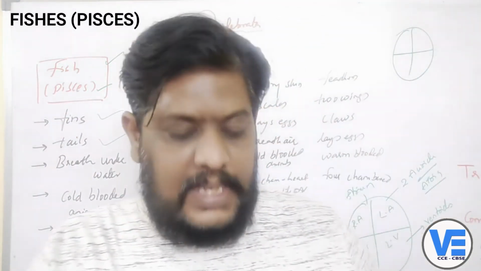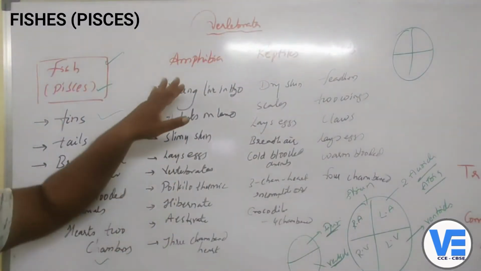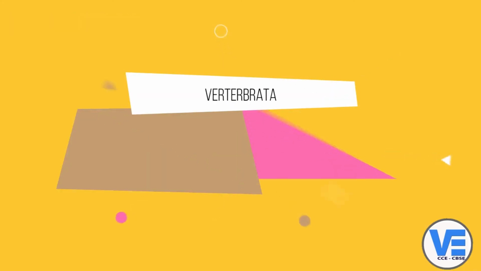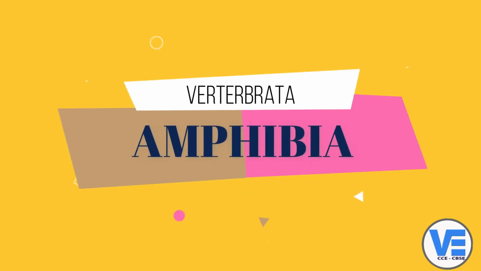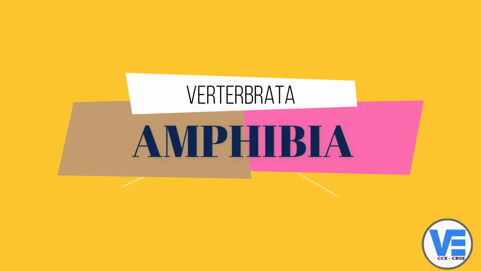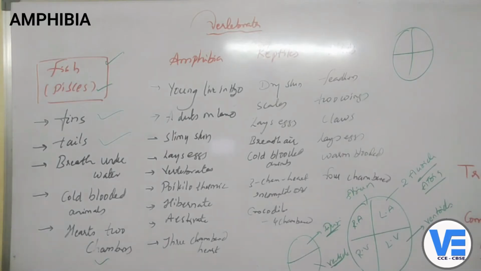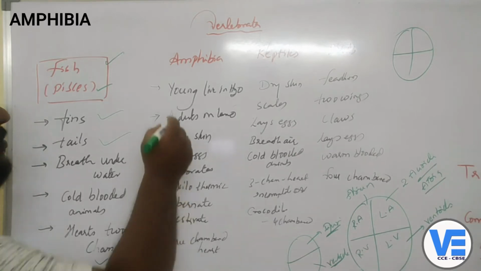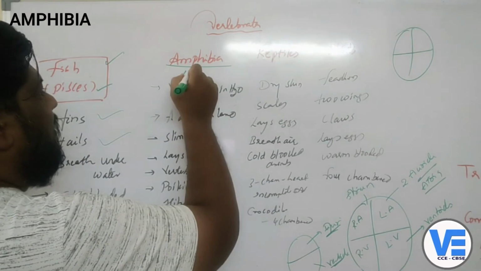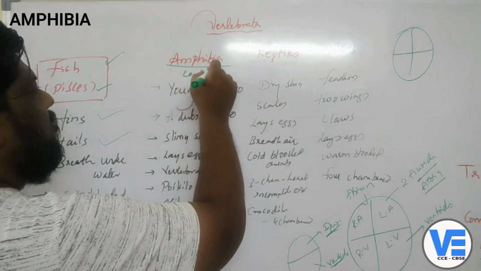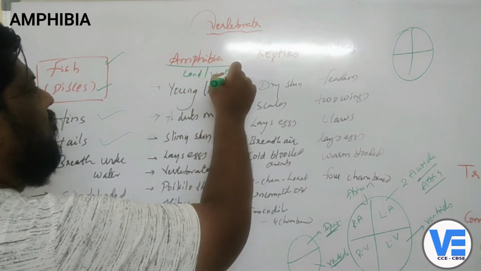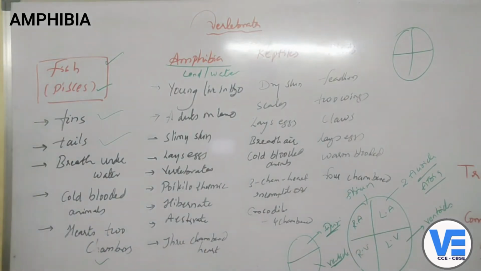So now the second one we'll come across is the amphibia. Right, we are very well versed with the word amphibia. Why? Because we are studying it from the lower classes. So amphibians are those animals which can live on the land and also which can live in the water. So these kind of animals are basically called the amphibians, right?